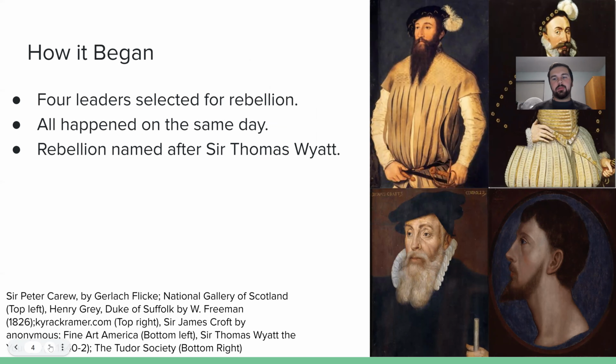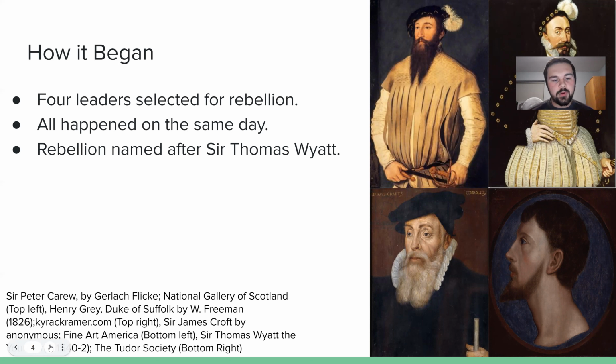The rebellion began with these four gentlemen right here. We have Sir Peter Carew, who was a parliament man from Devon. We have the Duke of Suffolk, who was the father of Lady Jane Grey, who was overthrown by Queen Mary and thrown in the Tower of London. The Duke of Suffolk's real name was Henry Grey, and he wanted to free his daughter and overthrow Queen Mary for what she had done.